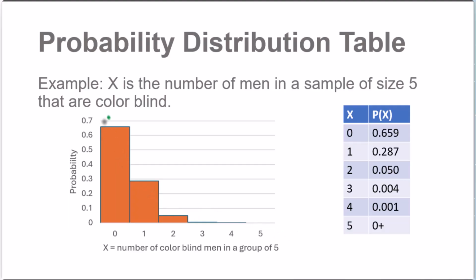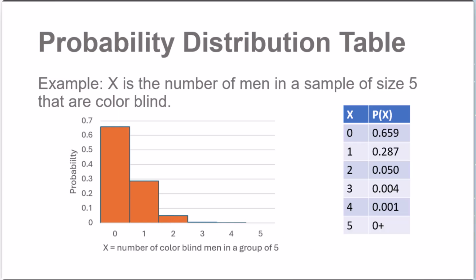So we can get a nice visual distribution of the probabilities of this random variable, and think about this in terms of a relative frequency. So if you were to sample a group of 5 men over and over and over again, we would get a histogram, a frequency table that looked basically like this. Most groups are going to have no colorblind men. About 30% of them would have 1. About 5% would have 2. And then we'd see very few with 3, 4, or 5.